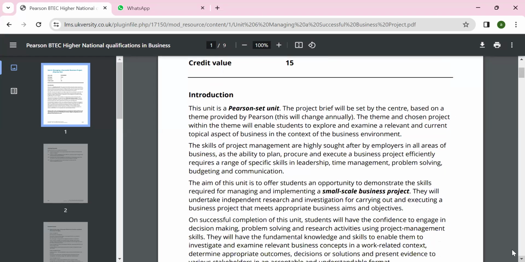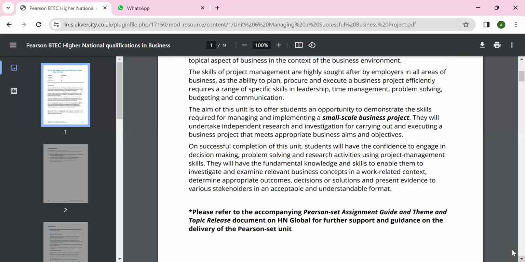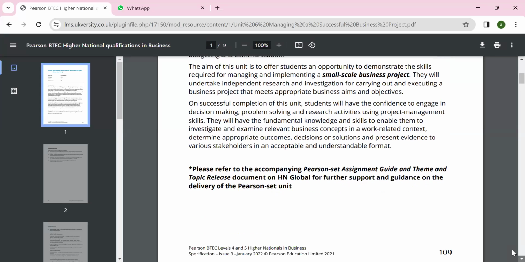This unit has a project brief set by Pearson, which is Edexcel, based on a theme provided. Within the chosen theme, the project will enable students to explore and examine relevant and current topic aspects of the business, and we can look at the business environment. It can be any topic for your project. We can look at budgeting, problems, small-scale business projects, and we can do independent research. On successful completion of the unit, students will be confident to engage in decision making and problem solving skills. That will all be in our focus.